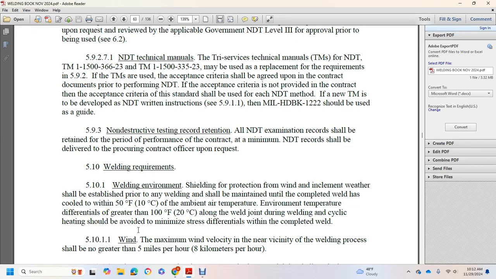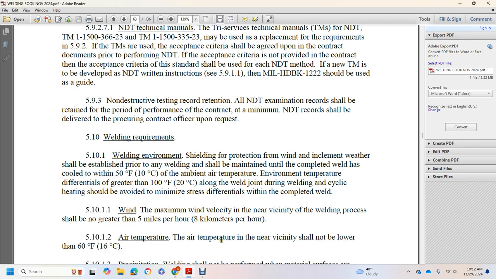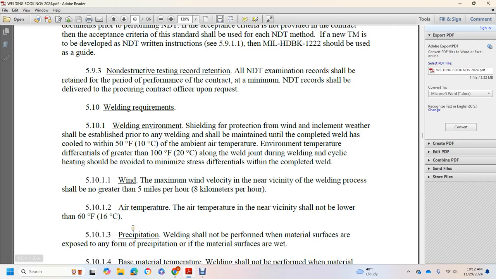Welding requirements, welding environment: shielding for the protection from wind and inclement weather shall be established. Any welding shall be maintained with a completed weld and cooled within 50 degrees Fahrenheit over the ambient air temperature. Environmental temperature differentials greater than 100 degrees along the welding joint during welding and cyclic heating shall be avoided to minimize stress differentials with the completed weld. Wind: maximum wind velocity in the near vicinity of the welding process should be no greater than 5 miles per hour. Air temperature in the near vicinity should be no lower than 60 degrees Fahrenheit.